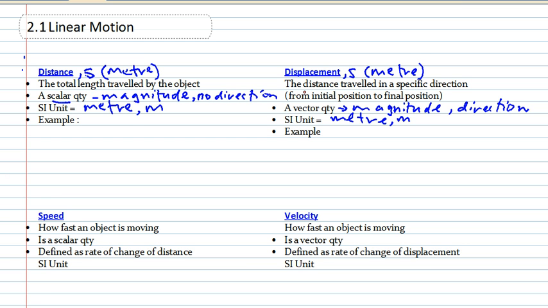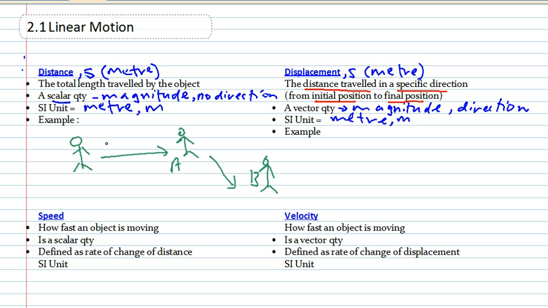The meaning of displacement is the distance traveled in a specific direction, which means that it is actually the distance between the initial position and the final position. Let me just illustrate this, yeah? Say for example, you are here and you walk to point A, and then you walk to point B. Okay, so you're here now. Alright, and then that's it.